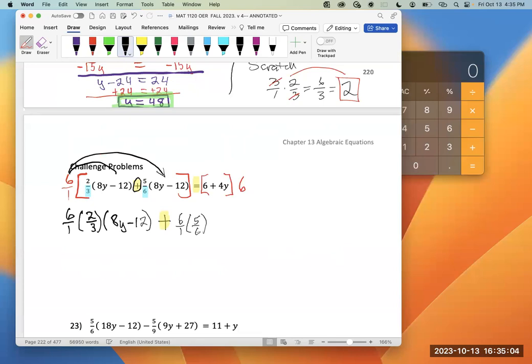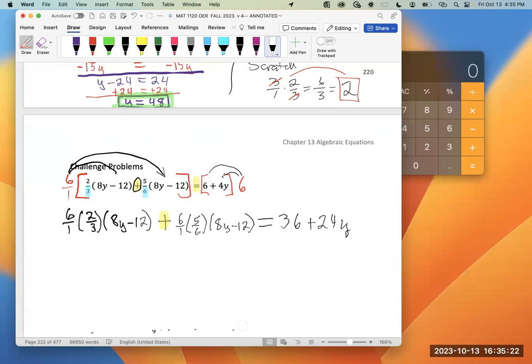So in this one right here, times 8y minus 12 equals, and then this 6 gets distributed to each. 6 times 6 is 36. 6 times 4 is 24y. There you go. Sure, I keep my equal sign.